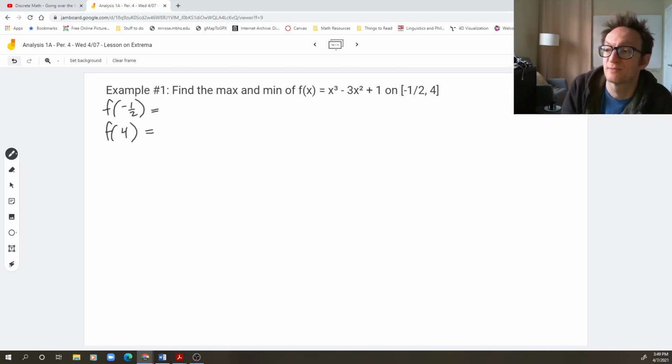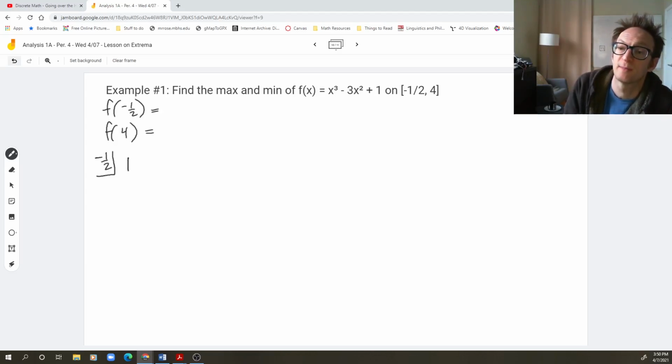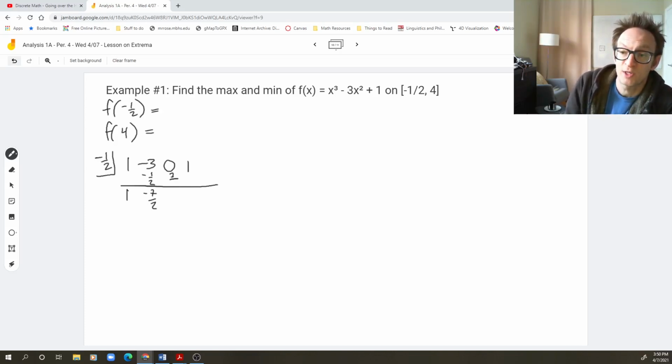Actually, probably the simplest thing to do here computationally is either use a calculator or synthetic substitution. Since this is a polynomial, the coefficient of the cubic is 1, the coefficient of the quadratic is -3, then the linear term has coefficient 0, and now I'm going to do it. What do I get? 1, then I get -1/2. -3 and -1/2 is -7/2, and if I multiply by -1/2, I get 7/4.